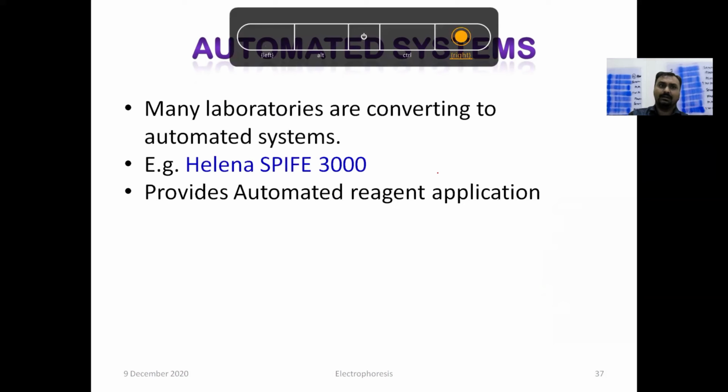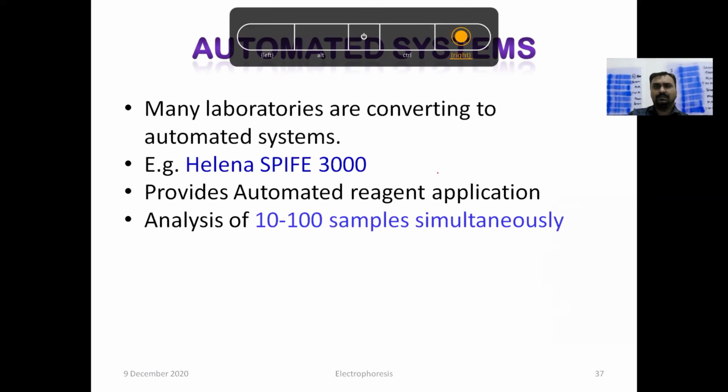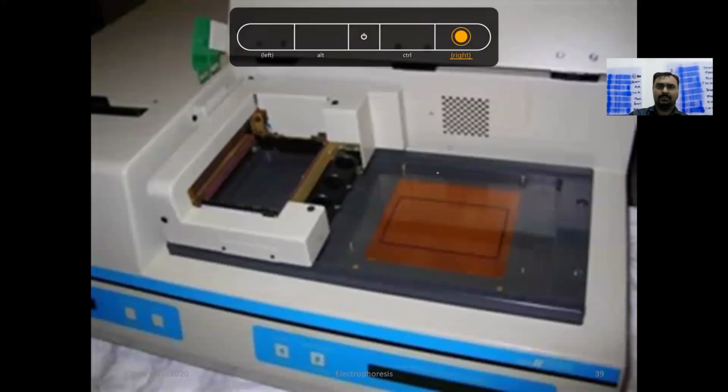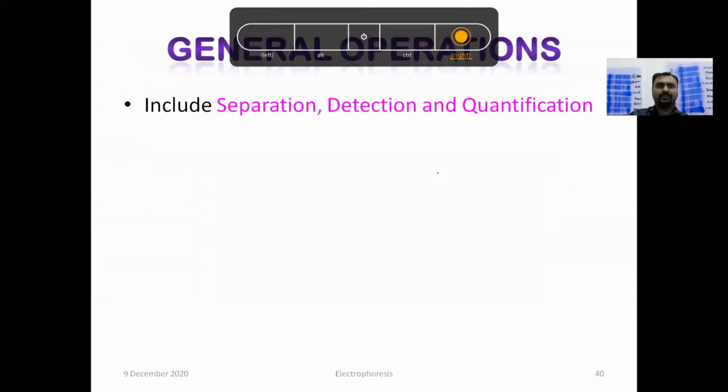Nowadays automation systems are available, like Helena. Okay. So the only thing you have to do is apply the sample and it will run around 100 samples together. So this is an automated electrophoresis apparatus.